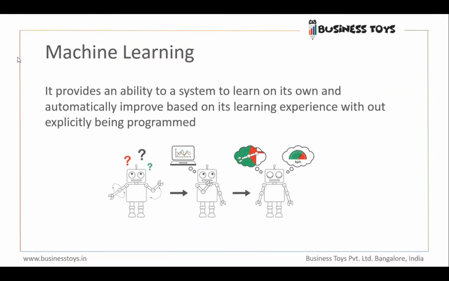Machine learning gives a system an ability to learn on its own and automatically improve based on its learning experience without being explicitly programmed. What is this basically? For people looking at this for the first time, this could look somewhat new. What exactly does machine learning do? It gives some sort of power or ability to a particular system so that it can start learning things upon a particular data on its own.